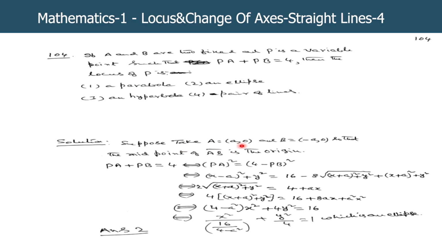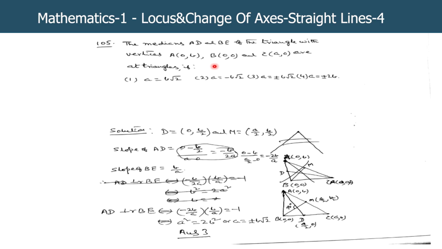Suppose we take A as (a, 0) and B as (minus a, 0), so that the midpoint of AB is the origin. PA plus PB is equal to 4 means PA square is equal to (4 minus PB) whole square. (x minus a) whole square plus y square is equal to 16 minus 8 into the square root of (x plus a) whole square plus y square, plus (x plus a) whole square plus y square. If you simplify it, you will get x square by 4 square plus y square by (4 minus a square) is equal to 1, which represents an ellipse, because an ellipse equation is x square by a square plus y square by b square equals 1. So the correct option is option number 2.